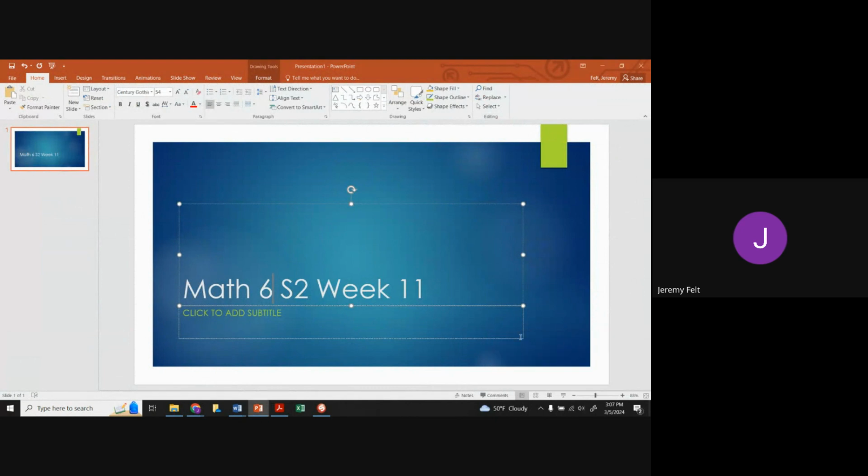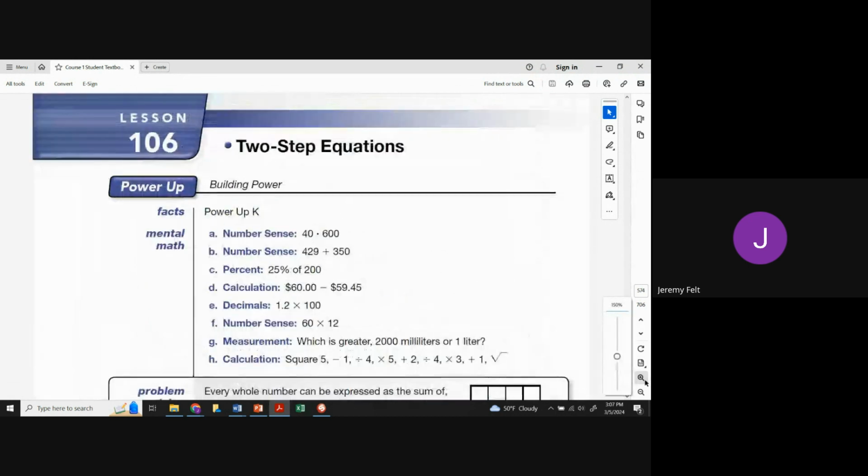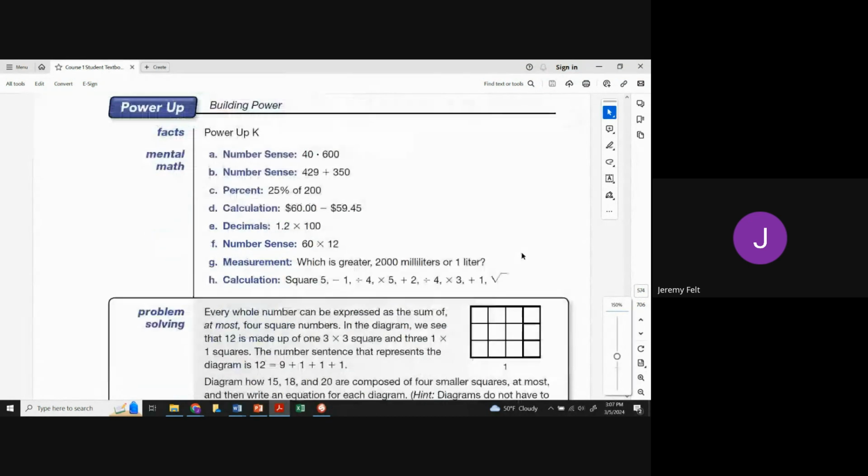All right, guys, week 11. So we're inching our way closer to the end of the semester. This week, we're looking at just 2 lessons, so one each day. We're starting with lesson 106 and then 107 we'll finish up with. So lesson 106, we're dealing with two-step equations.